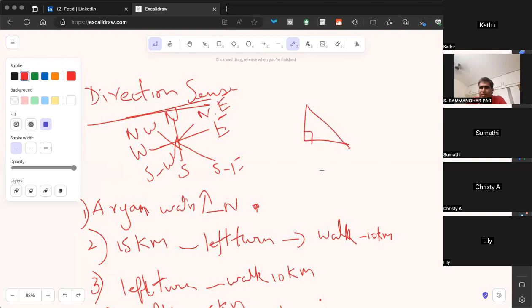Tell me which is the base? The under one is the base. Which is the perpendicular? The vertical one, yes, this is the perpendicular. I made a mistake there, but this is the perpendicular. So this is the hypotenuse. Clear? Now no doubts, right? So this is the base, this is the perpendicular, this is the hypotenuse.